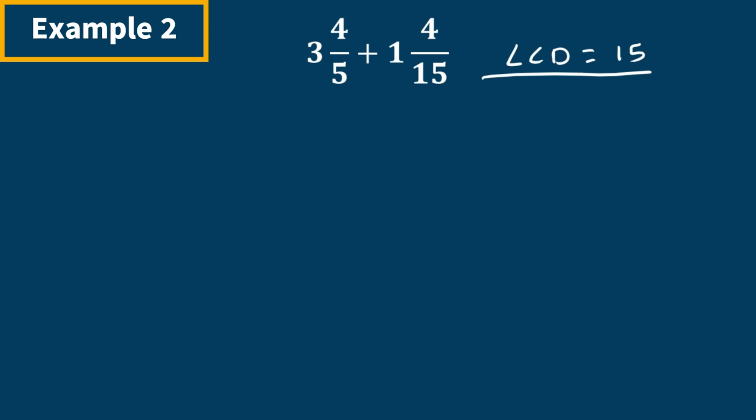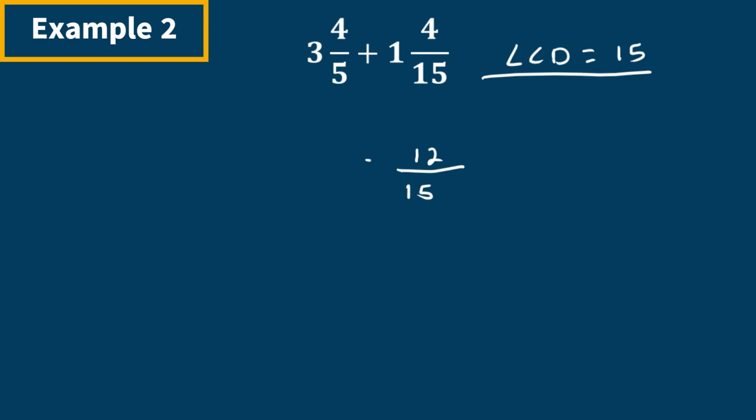So now let's look at the first fraction, 4 over 5. And what we want is that LCD to be 15. For 5 to become a 15, we have to multiply by 3. And what we do to the denominator, we have to do to the numerator as well. So we have to multiply the numerator by 3. 4 times 3 is going to give us 12. So 4 over 5 is the same thing as 12 over 15.